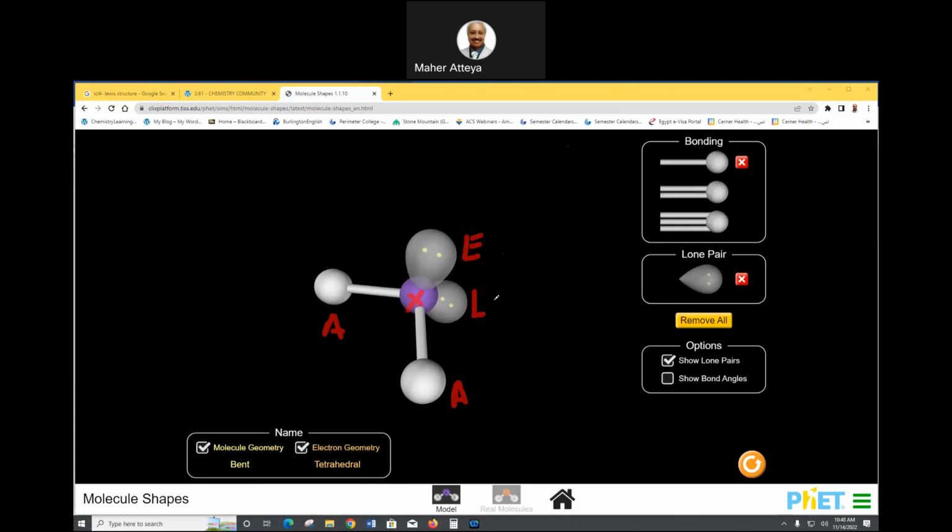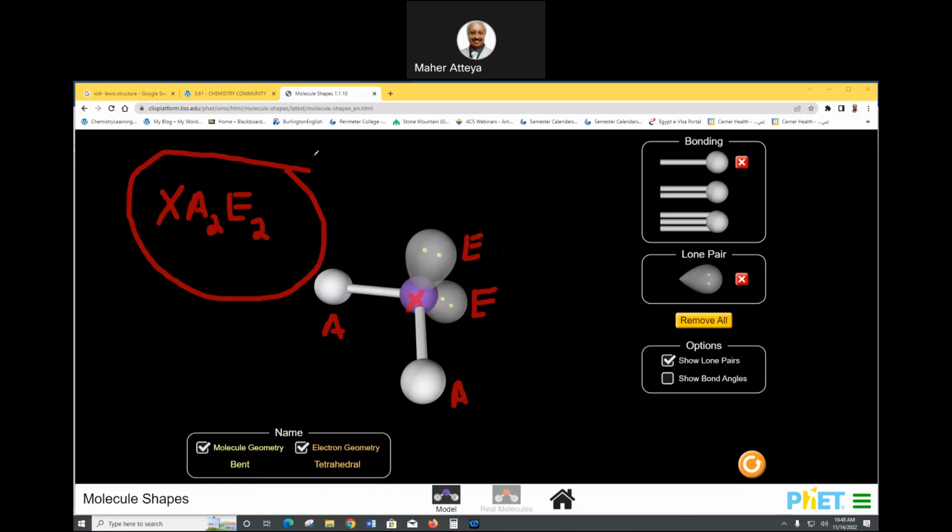This is another E. So this is X, central atom, A2, and lone pair how many? 2. So the code is, so again, if I exclude the lone pairs, both of them out, I'm having what? Still bent. So the molecular geometry is still bent.